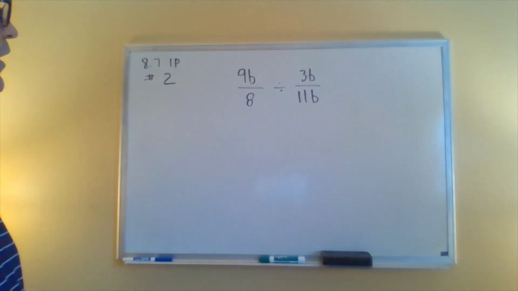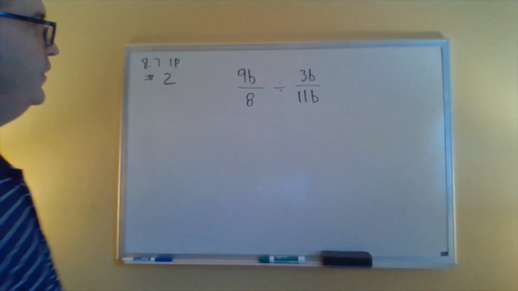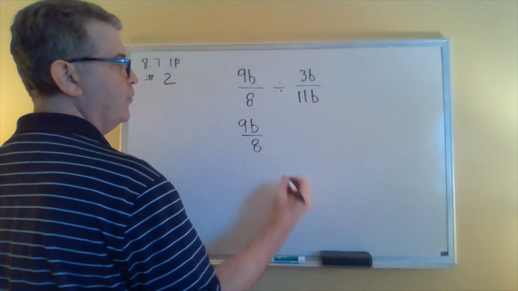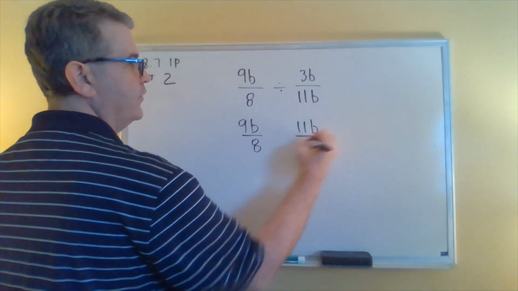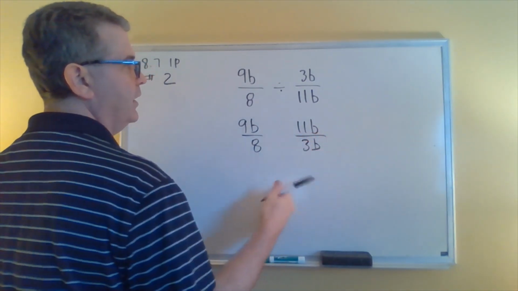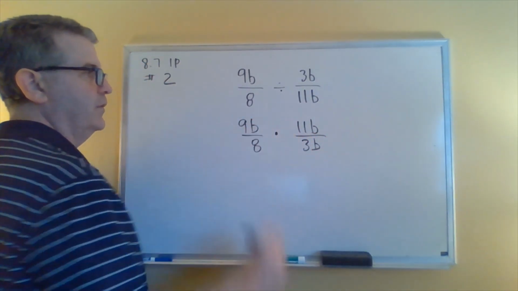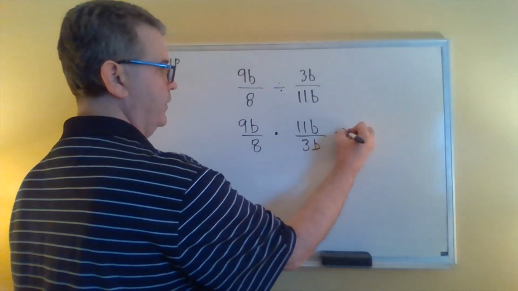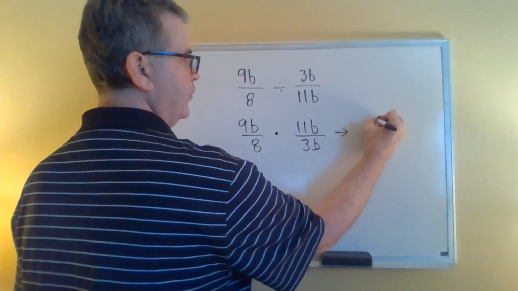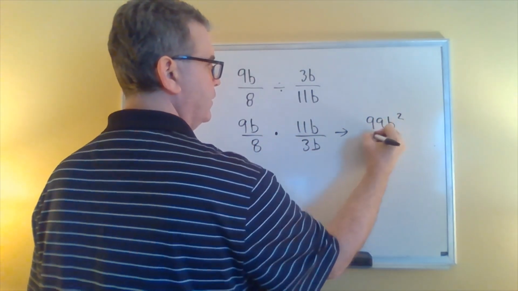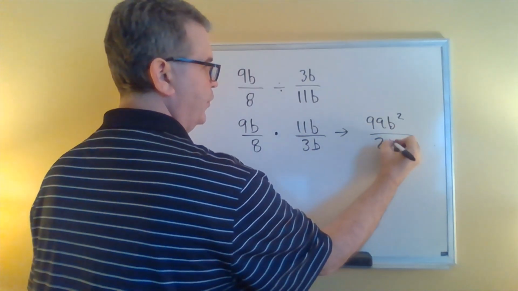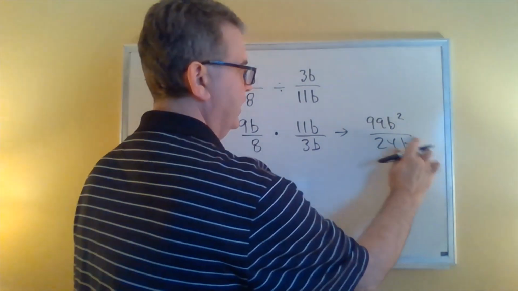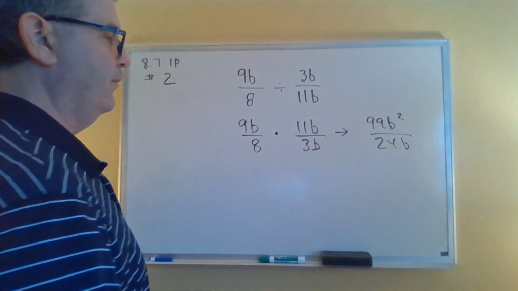Number 2, we have 9b over 8 divided by 3b over 11. So we're going to rewrite our first fraction as is. We're going to reciprocate our second fraction. So that becomes 11b over 3b. We're going to change our operator from division to multiply. So now we'll rewrite these as one fraction. 9b times 11b, that is 99b squared. 8 times 3b is 24b. I'm sorry, just b, not b squared. 8 times 3b is 24b.